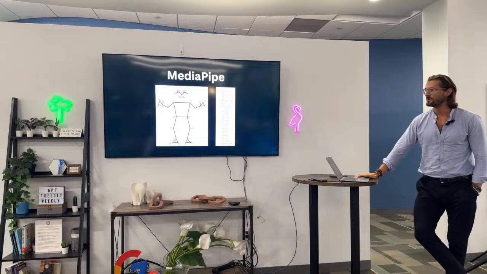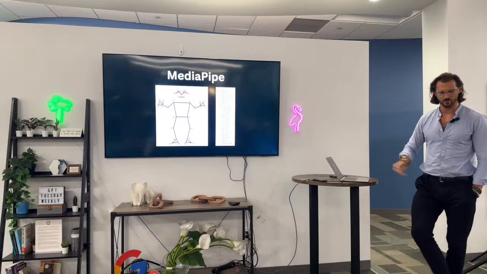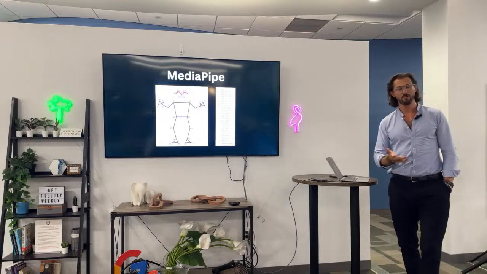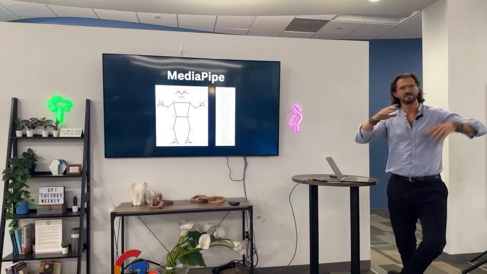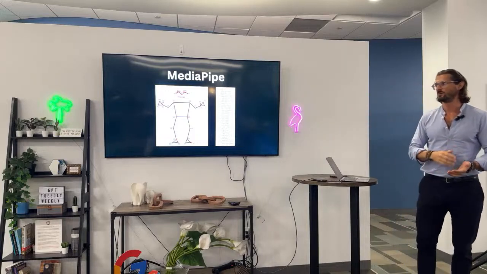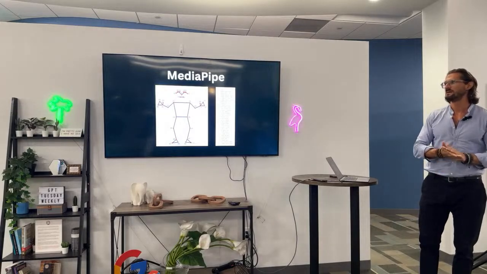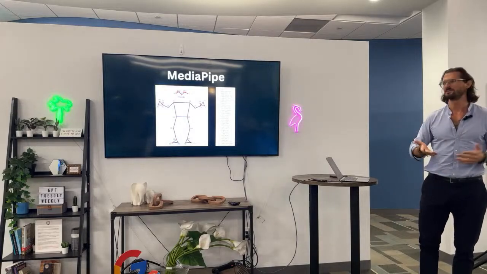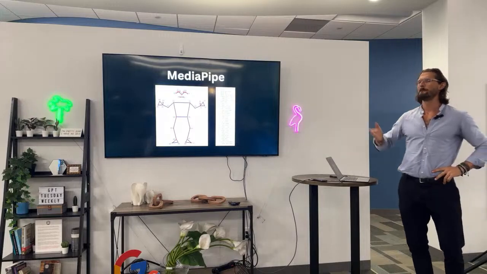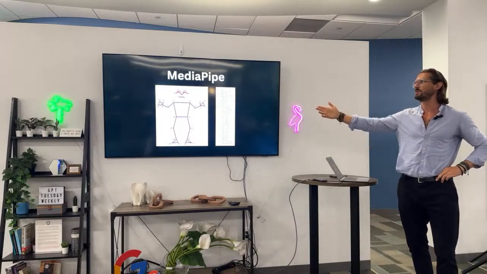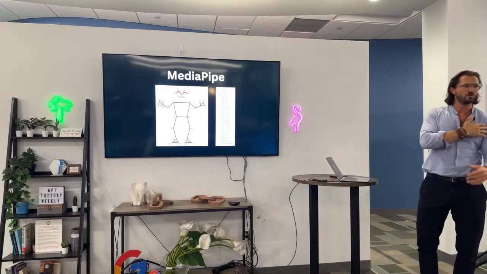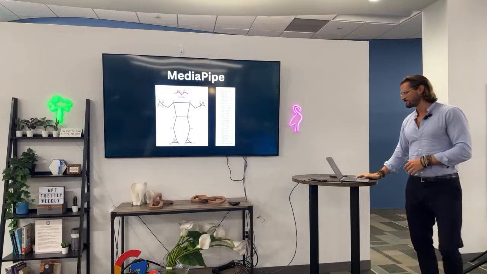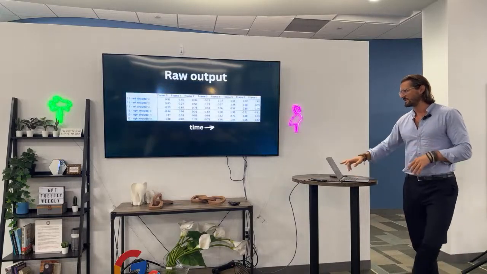MediaPipe is a suite of computer vision models that Google has provided a public API for. It includes facial recognition, hand recognition, object detection. The one that I'm using is called BlazePose. Has anyone seen this before? It identifies 33 body parts, which they call body landmarks. I don't know if the resolution is good enough, but you get the idea: left shoulder, right shoulder, etc. This is what the output looks like.